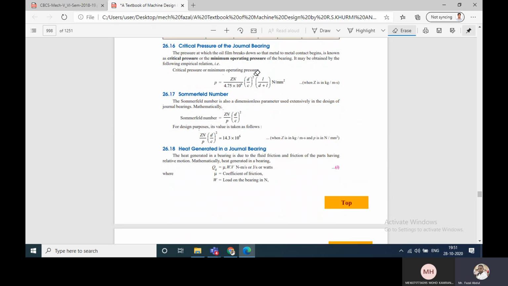The critical pressure: this relation you also need to remember. This critical pressure is very important for the 2 marks question. Critical pressure is nothing but the pressure at which the oil film is going to start breaking. Whatever lubrication we are supplying to the bearing, that oil is going to break. What happens if the lubricating oil breaks? Metal to metal contact is going to take place. So the pressure at which the oil film breaks is known as the critical pressure.